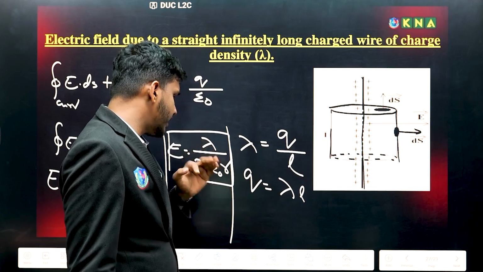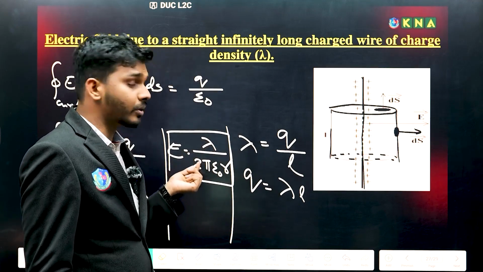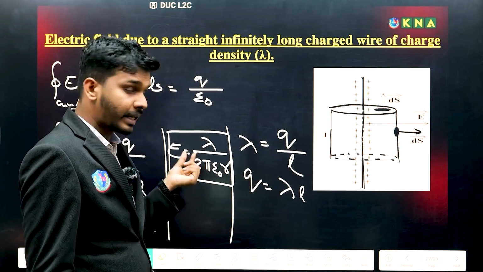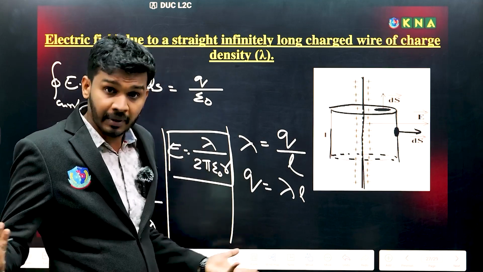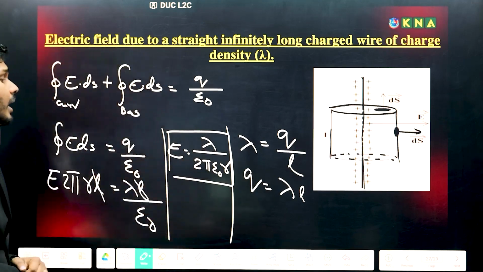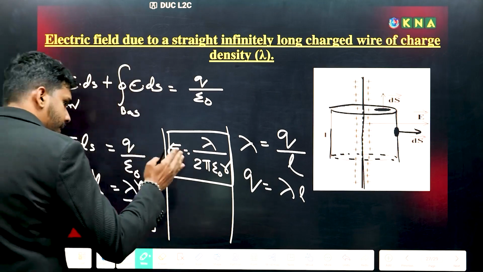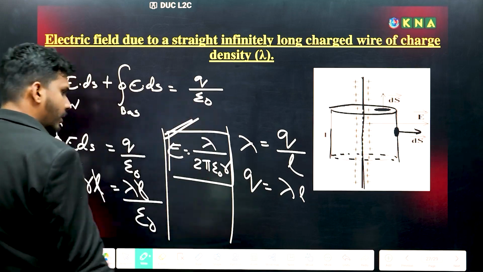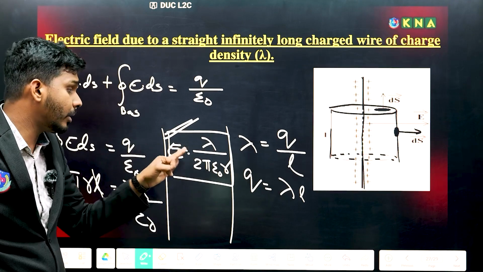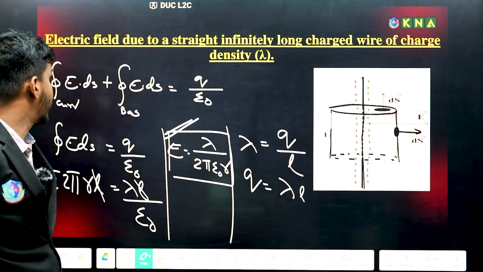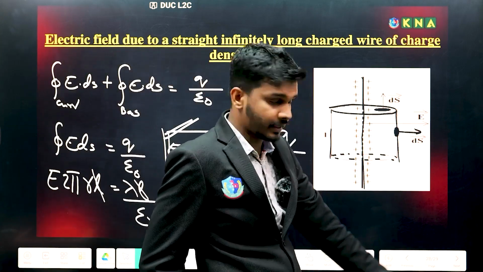We can think of it more simply by multiplying by 2 on top and bottom. That is 2 into 2 is 4, so 1 by 4 pi epsilon naught. So k into 2 lambda by r, or 1 lambda by 2 epsilon naught r. This is the electric field due to an infinitely long conductor, E equal to lambda by 2 epsilon naught r.